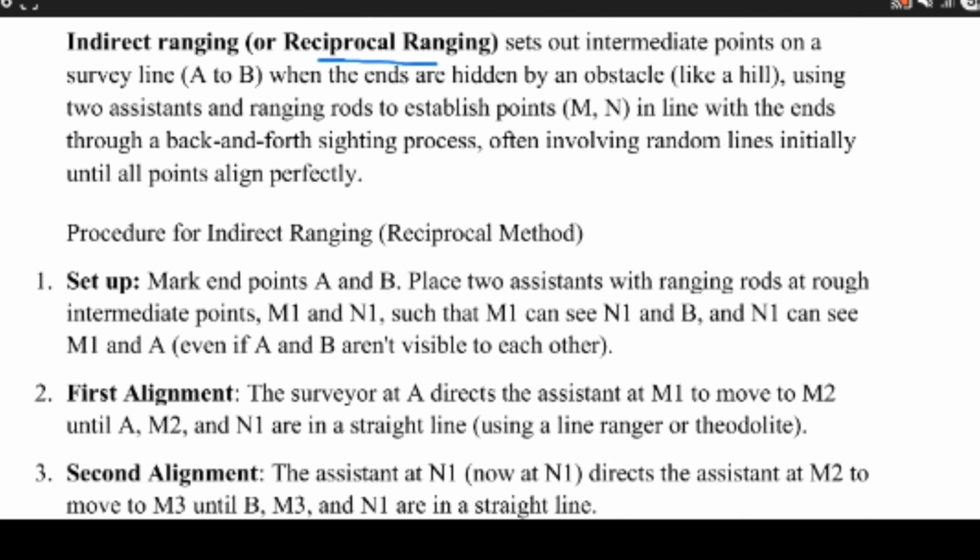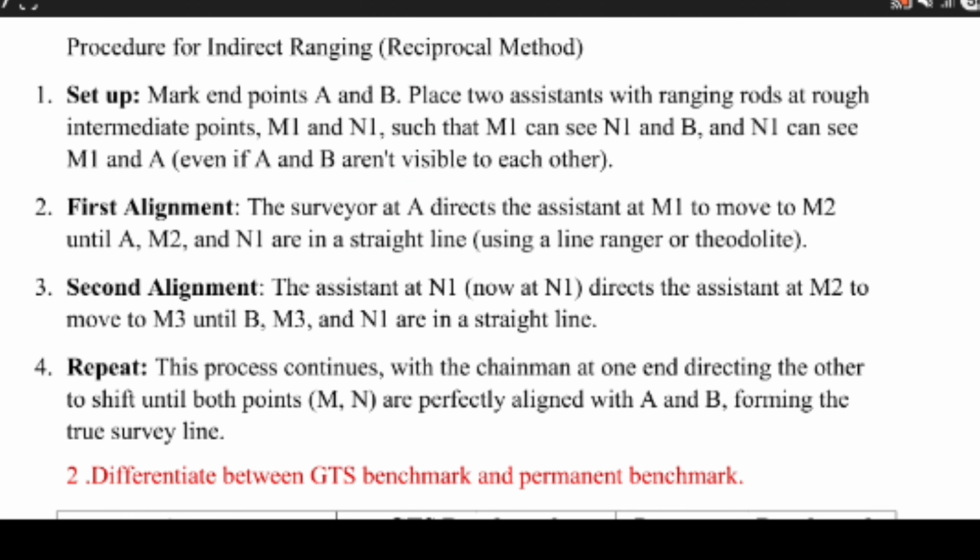Set the intermediate points A and B. Already I have shown in the above diagram points A and B at the ends of a hidden obstacle like a hill, by using two assisting ranging rods establishing points M and N on the line, and the end point of the sighting process. Initially the line will come in the same line, before that it will be in a slant direction. The method procedure here, the first step: this we also call indirect ranging or reciprocal ranging. Both if they come in the exam, the answer will be the same.